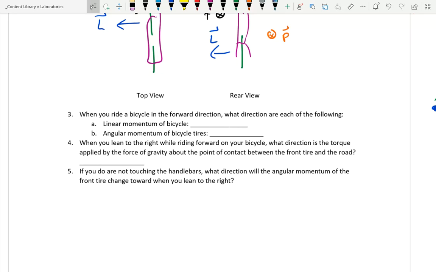If you're not touching the handlebars, what direction will the angular momentum of the front tire change toward? This is where we get to something we got to think about. I want to find change in angular momentum. But we just had this. When we talked about the condition for angular momentum to be conserved, we had an equation. What was that equation? Yes, torque net multiplied by change in time.